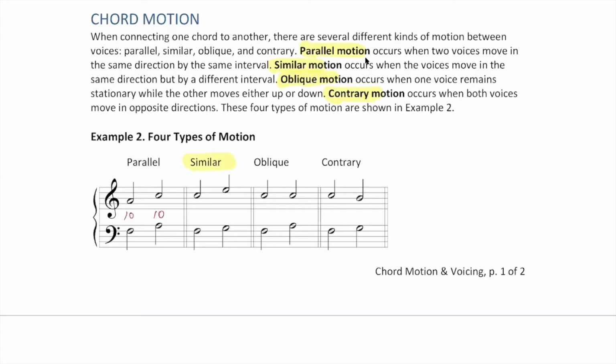Similar motion occurs when 2 voices move in the same direction. In this case, they're both going up, but they're moving by a different interval. And the successive intervals we get here are a 12th to a 13th, or you could think of it as a compound 5th to a compound 6th.